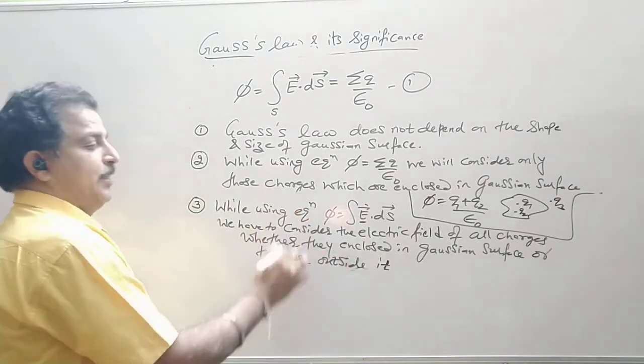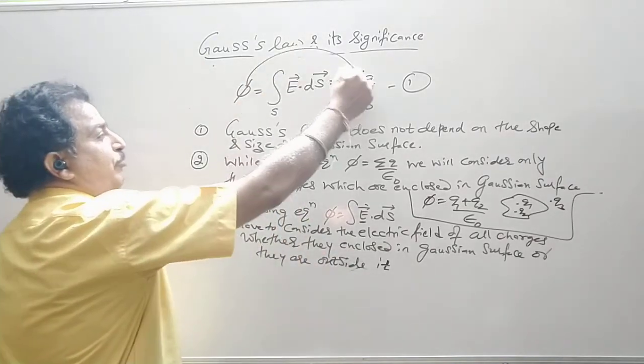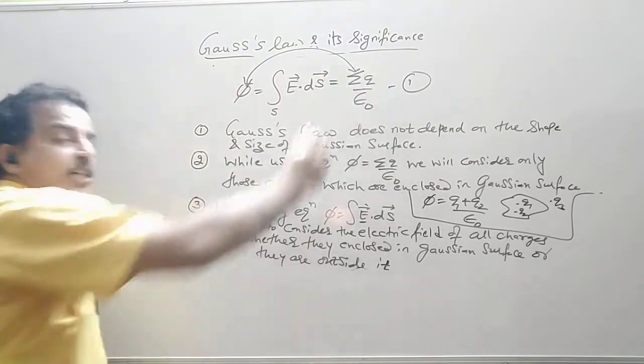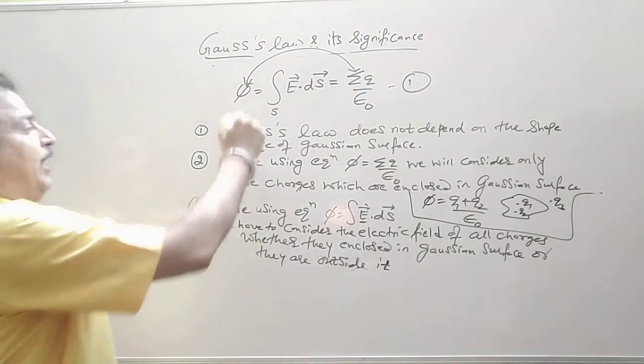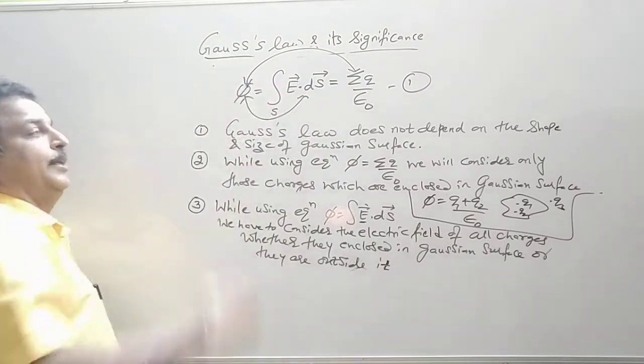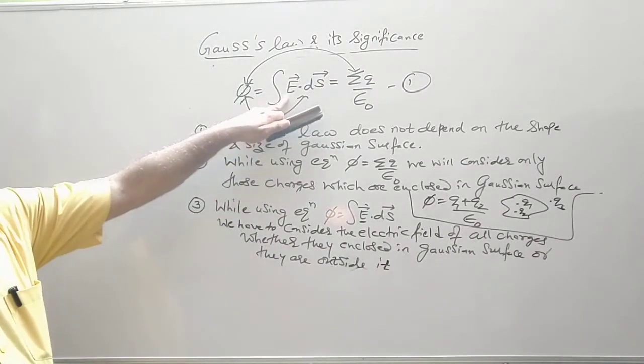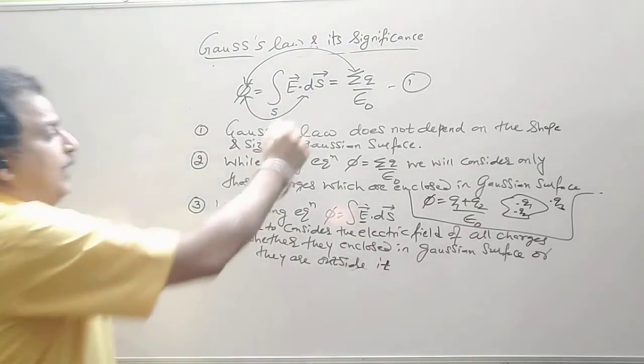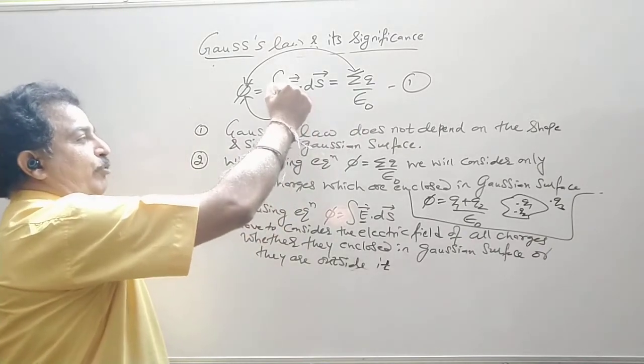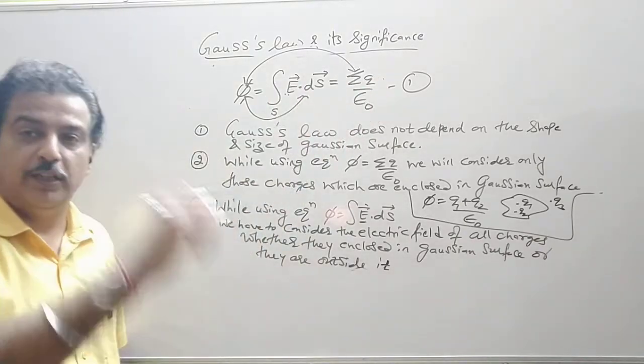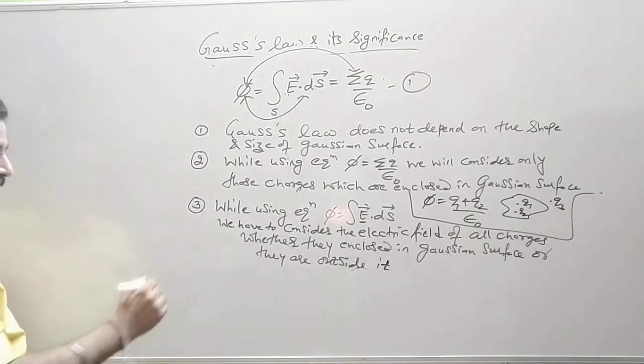So you have to remember these 2 points. While applying this pair, only take the charge enclosed in the Gaussian surface. While taking this, only take the electric field intensity of all the charges. Same thing applies to this: electric field of all charges, summation q of only the charge enclosed in the Gaussian surface.